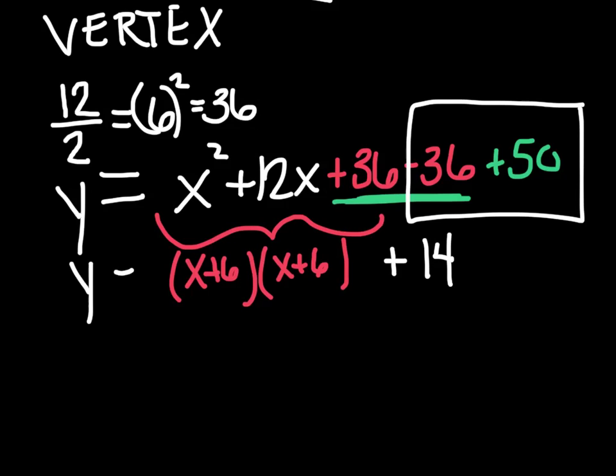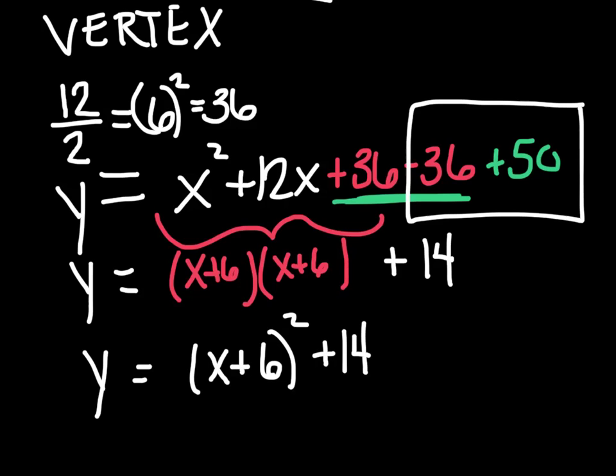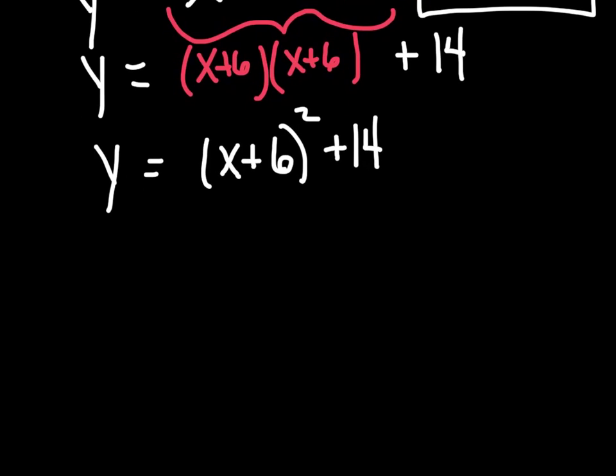So I've got y equals x plus 6 times x plus 6 plus 14. And now these two together, there's two of them, so I can say that's x plus 6 squared plus 14. Now look how simple this is to state the vertex. The vertex, or turning point, would be negative 6, positive 14.